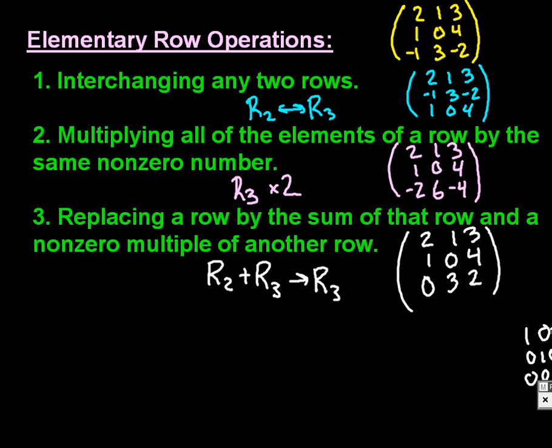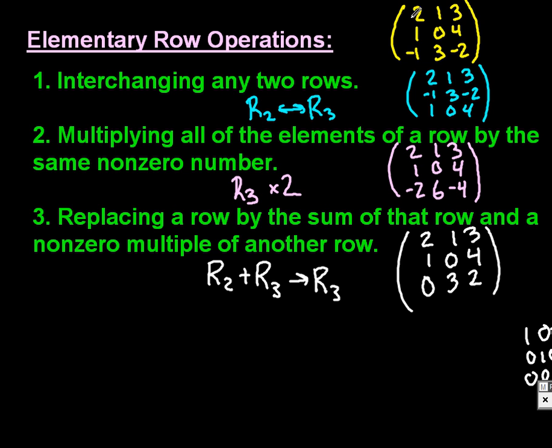So the row operations we are allowed to use are just these three. The first one is to interchange any two rows, multiply all the elements of a row by the same number, and replacing a row by the sum of that row and a multiple of another. What we will normally do is, instead of saying a multiple of another, we just will add two rows together.